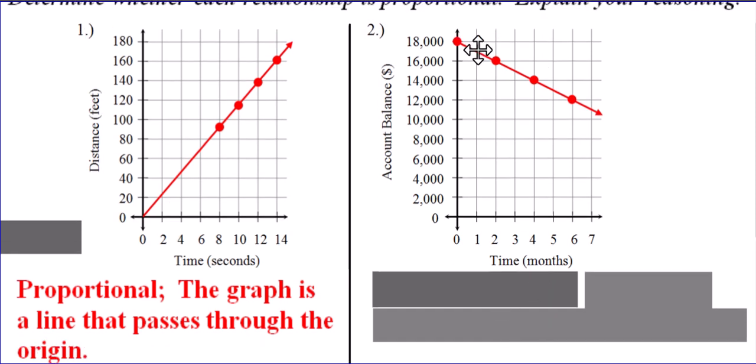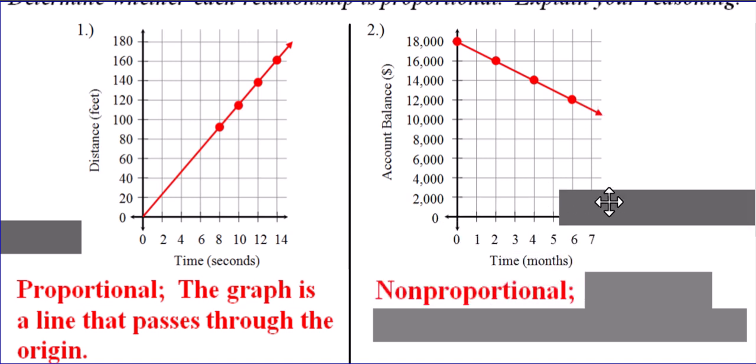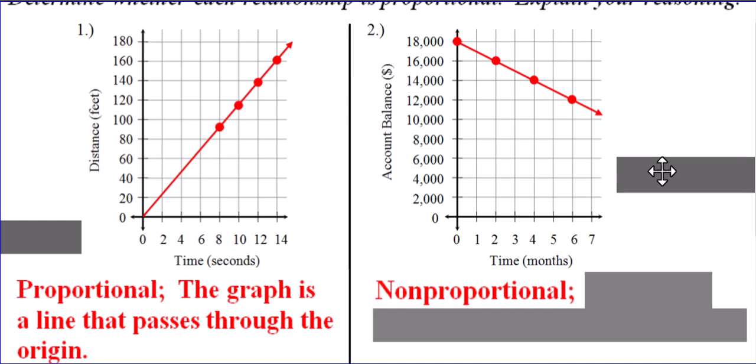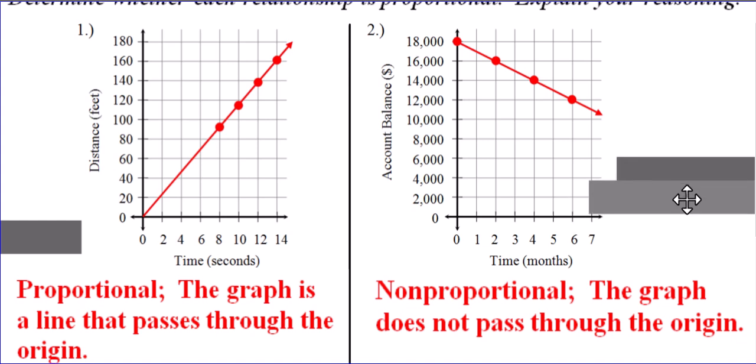Now, what about problem number 2? It is a straight line. Oh, but it doesn't go through the origin. It doesn't go through 0, 0. Oh, I hope you weren't tricked by this one. If you were, fix it. It is non-proportional. And you would go ahead and write down the reason why. It does not go through the origin, even though it was a straight line. Not good enough. Has to be both.